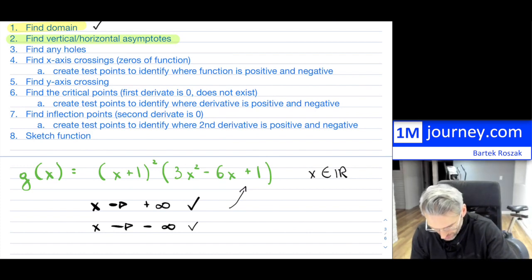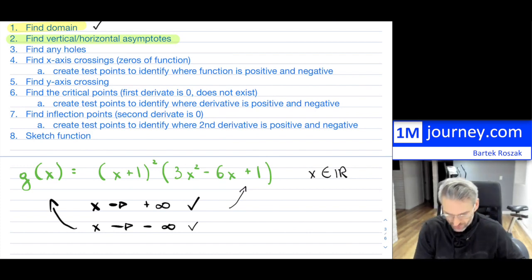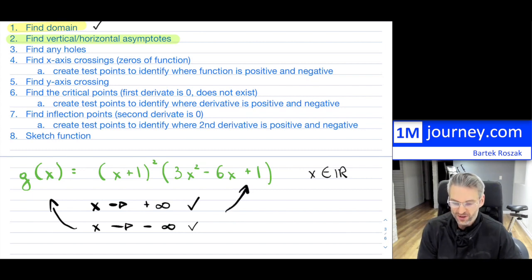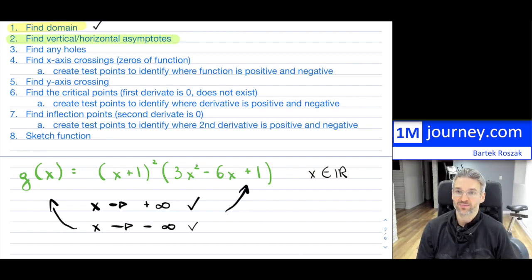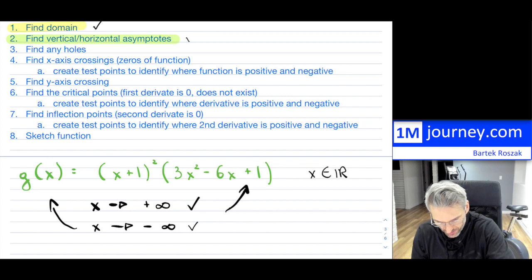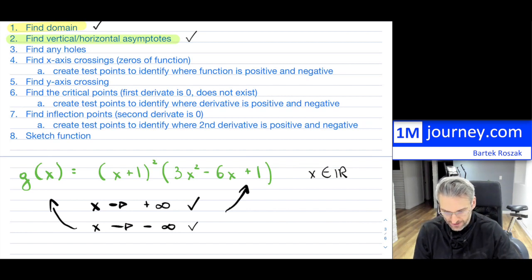It's going to be blowing up to infinity on the negative side and on the positive side. So do we have any horizontal asymptotes? No, it just blows up on us. Do we have any vertical asymptotes? No, because we don't have any denominators to worry about, and it is purely a polynomial. So that's step number 2.